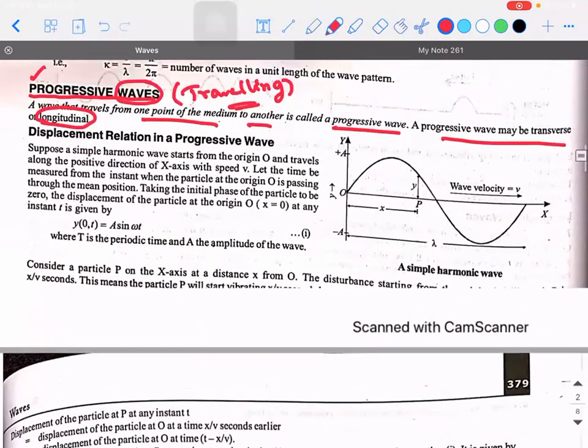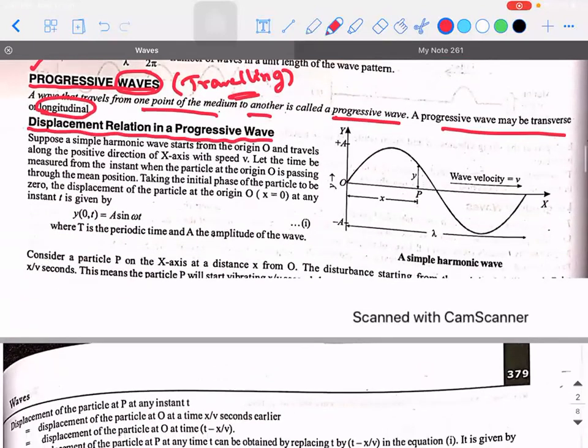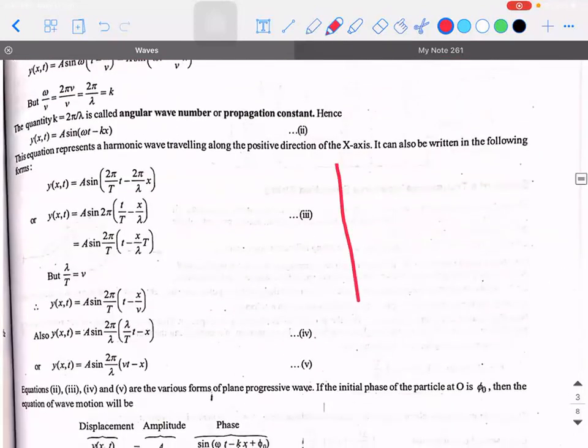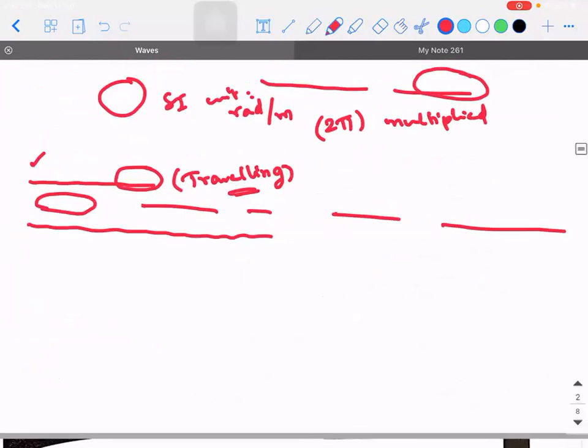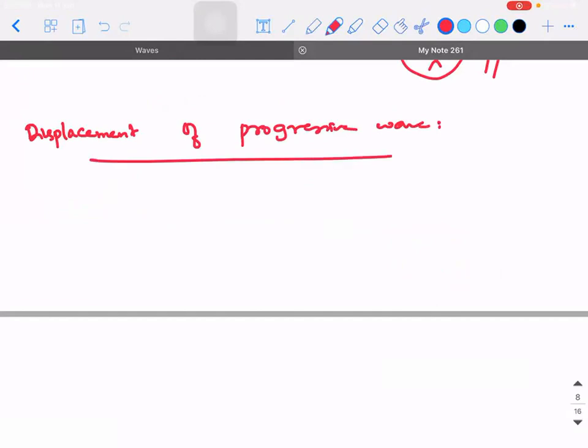Now, the displacement relation in a progressive wave is an important one, and derivation is not needed. Though it is given here, you need not worry about it. So write down the heading as displacement of a plane progressive wave, or just displacement of progressive wave.